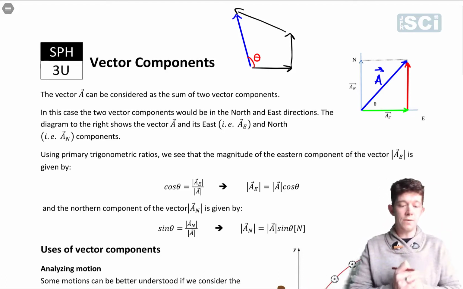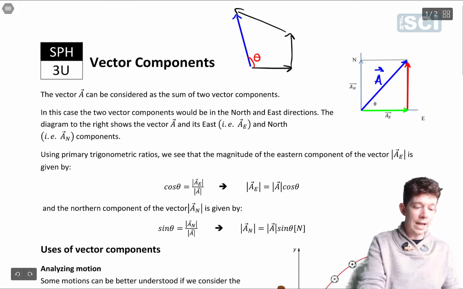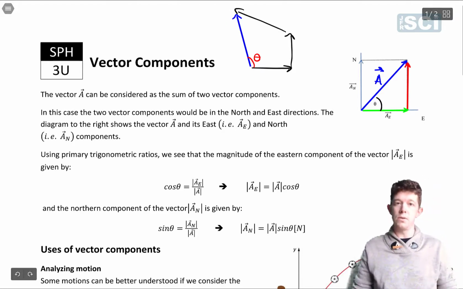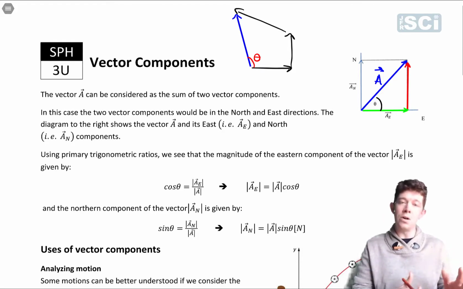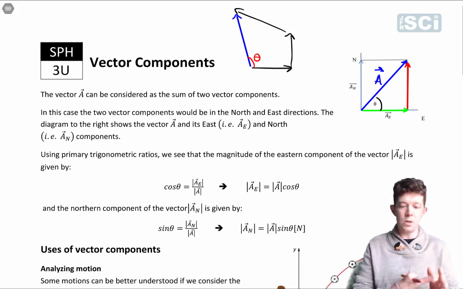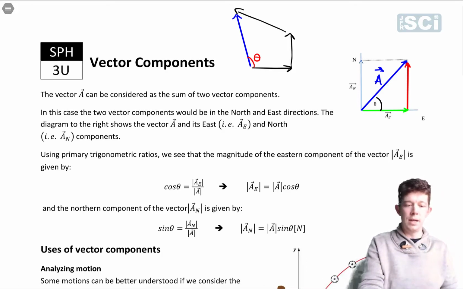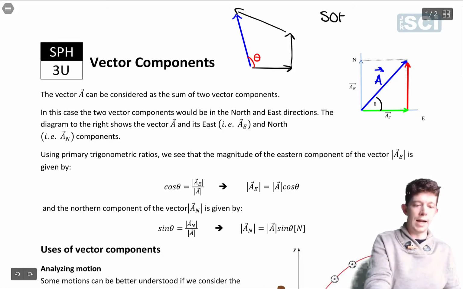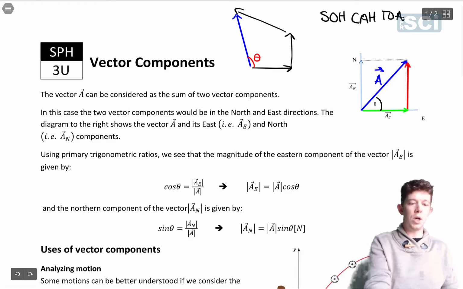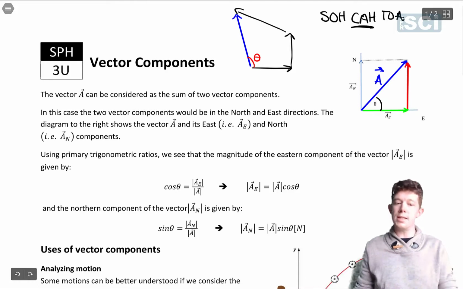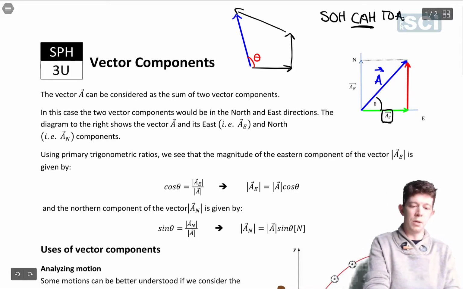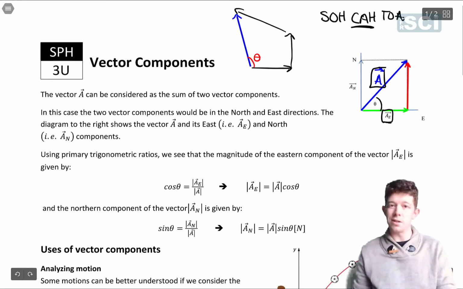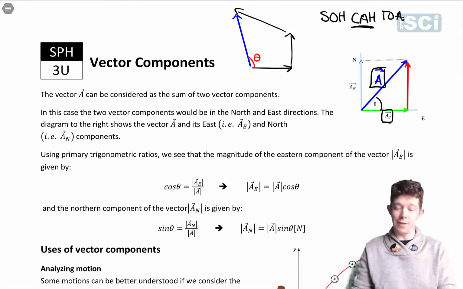This vector here makes an angle with the east direction, so I'm going to discuss everything in terms of the angle that it's making. If I look at the cosine of this angle, and remember cosine, we had the acronym SOHCAHTOA. The cosine requires the adjacent and the hypotenuse. So my adjacent here is the east component, and the hypotenuse is the vector A, or the length of A.